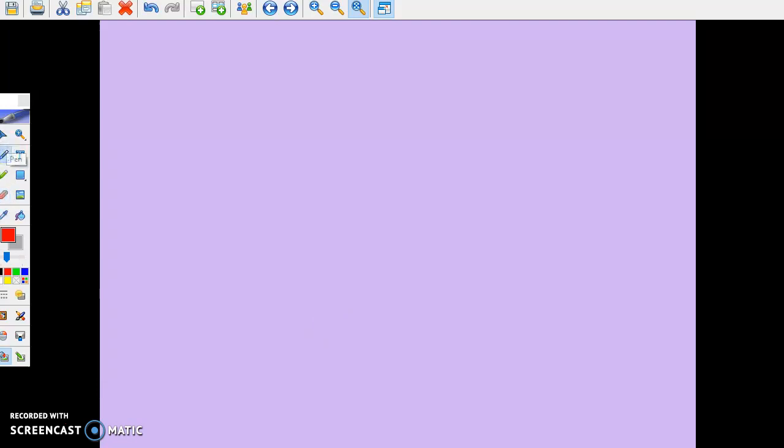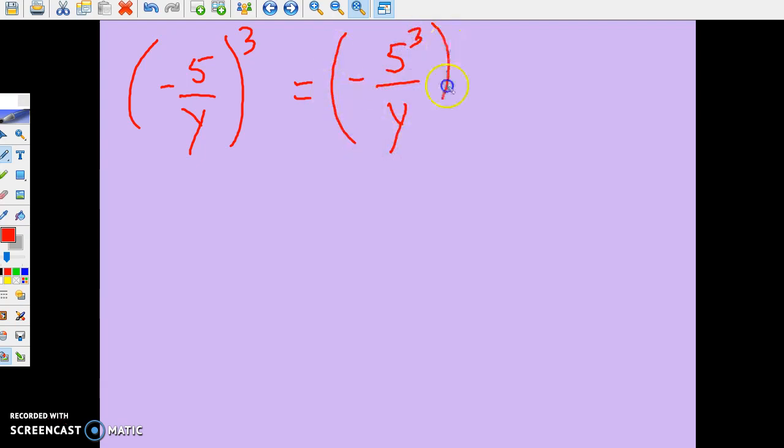All right, our next example, inside parentheses, we have -5 over y, and then that's all being raised to the 3rd power. So really all this tells us is everything inside the parentheses gets raised to the 3rd power. So that leaves me with -5 to the 3rd power over y to the 3rd. And then just put those parentheses back on. You need those parentheses because of the negative.